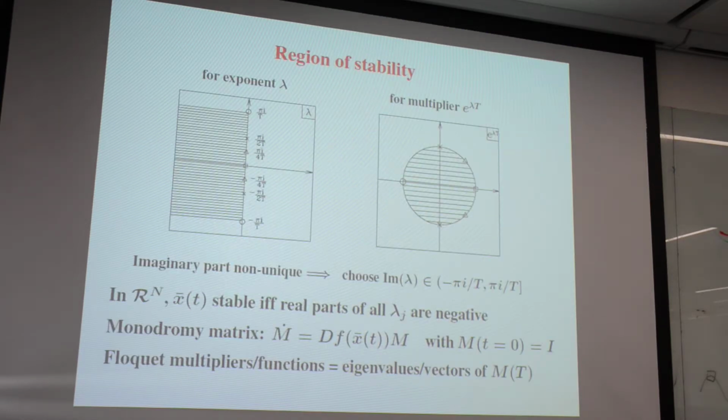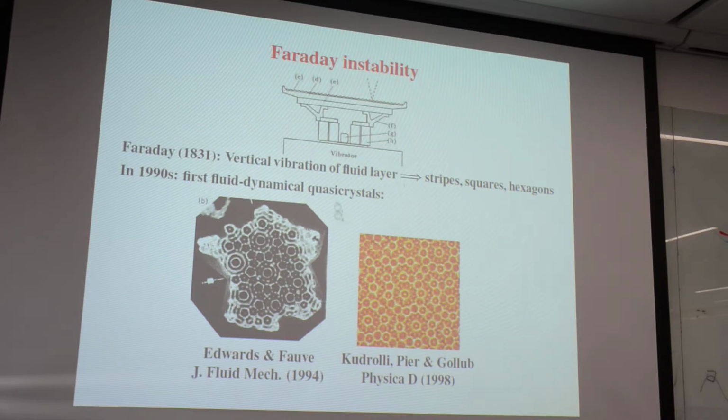Now we're going to look at two cases of Floquet analysis. One of them is Faraday waves and the other is cylinder wave. So Faraday waves, these are the standing waves that result from oscillating a thin layer of fluid. This is Faraday's schematic sketch.